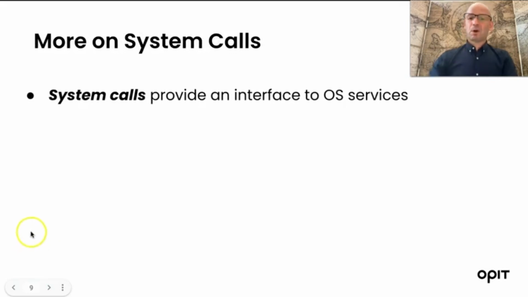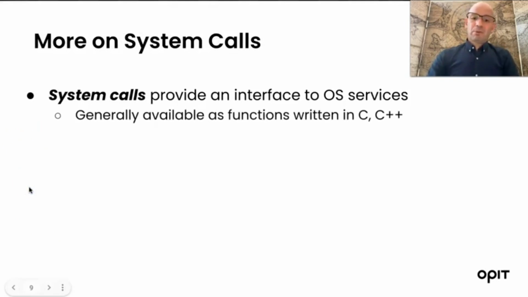Okay, a little bit more on system calls. System calls provide an interface to operating system services. They're generally available as functions written in C. And this is what we're going to look at quite a bit in this course: how do we write code to perform system calls in Linux, as an example.